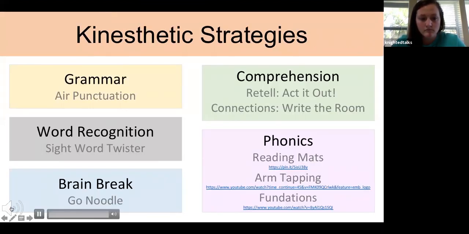Make sure to incorporate movement in your lessons. Even if students are hospital bound or they need to stay in their bed, there are still different ways that we can encourage movement with literacy practices. Please take the time to check out these phonics links, and it shows you ways to incorporate movement into phonics instruction. For comprehension, definitely have students act it out in order to retell stories.